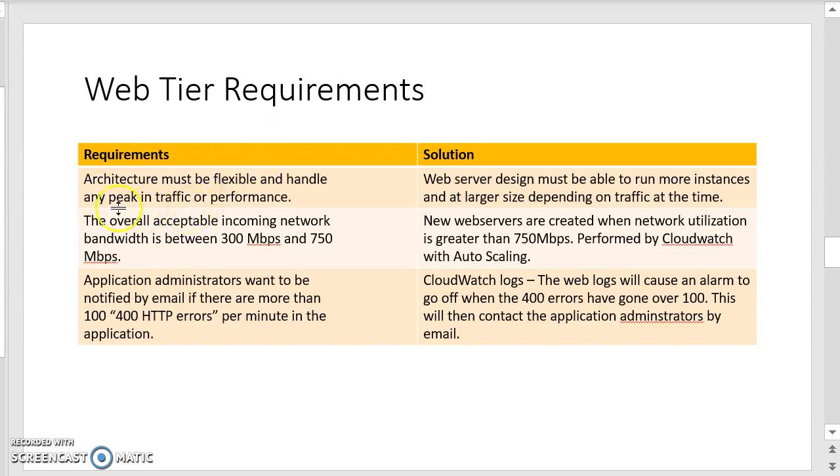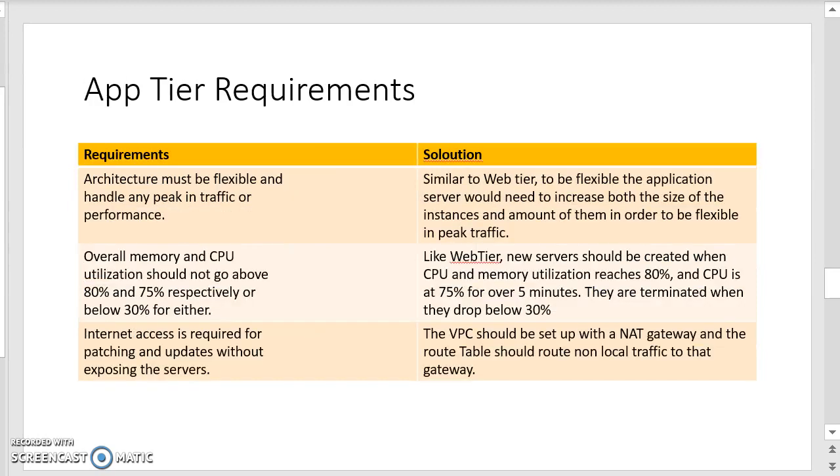Architecture must meet the web tier requirements. Basically, if the web tier utilization goes over, it needs to increase, so it'll run more instances or larger size instances. If it gets over 750 megabytes per second, it's going to create new web servers for us. CloudWatch will alert the administrators if errors are going on, only if it goes over 400 errors.